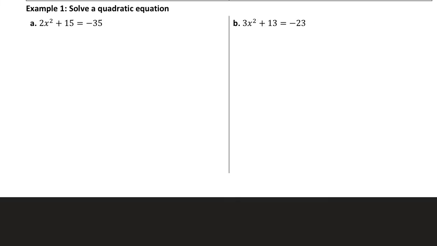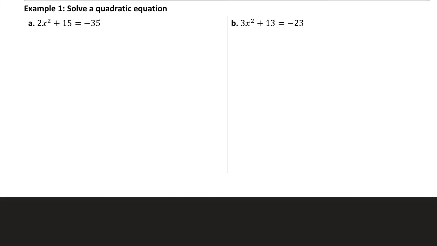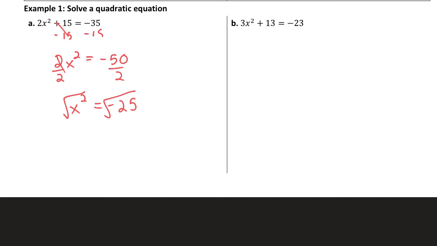So we are going to use solving that we learned in the last lesson, but we're going to get imaginary answers, okay? Imaginary numbers as solutions. So solving this equation, in example 1, I would start by subtracting 15 from both sides. This would be 2x squared equals -50. I would divide both sides by 2, and I get x squared equals -25. So like the last lesson, my final step here would be to take the square root of both sides.